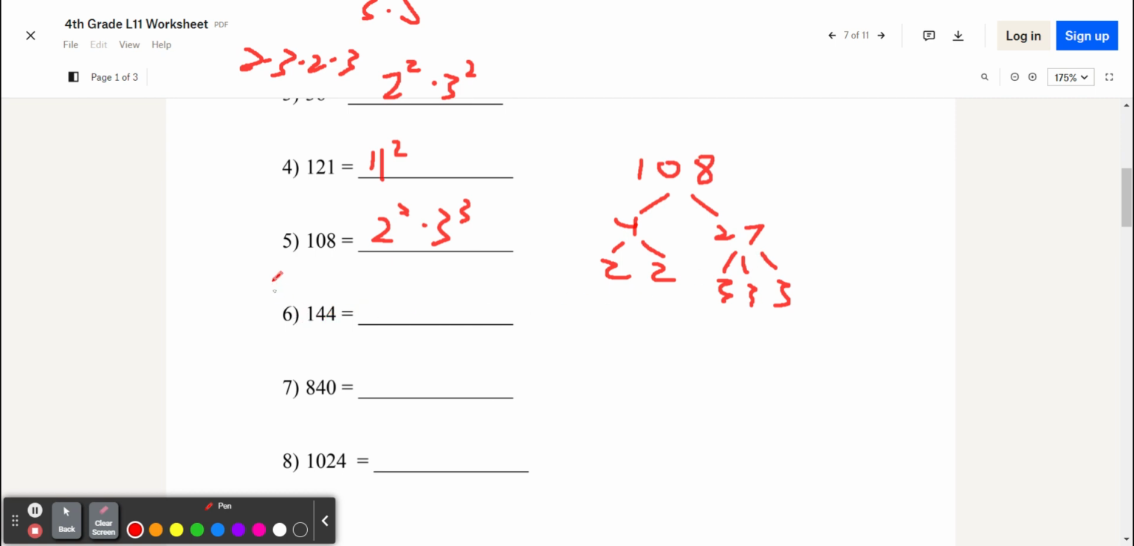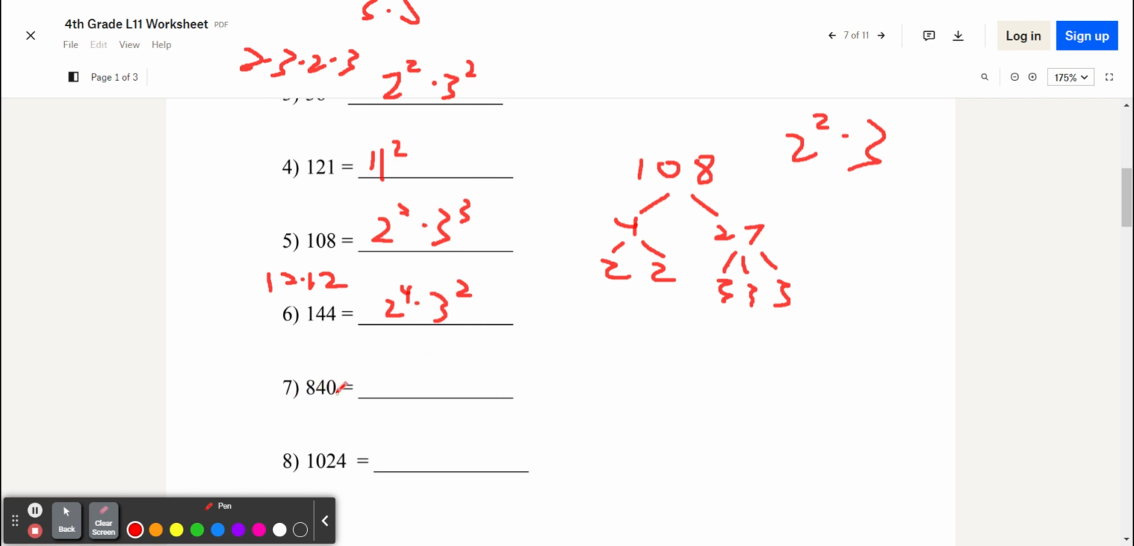144, you'll notice, is 12 times 12. So we just need to factorize 12, which is 2 squared times 3. And then because there are 2 of them, the exponents will be doubled. So it'll be 2 to the power of 4 times 3 squared.